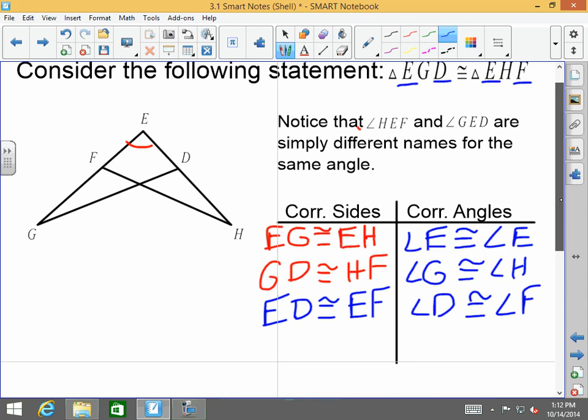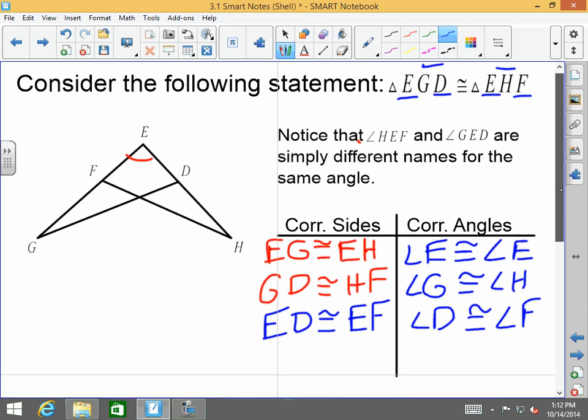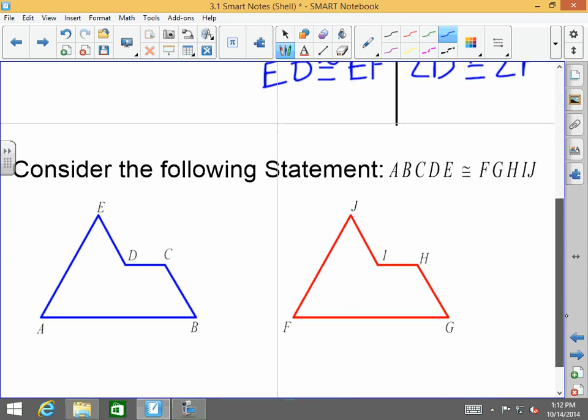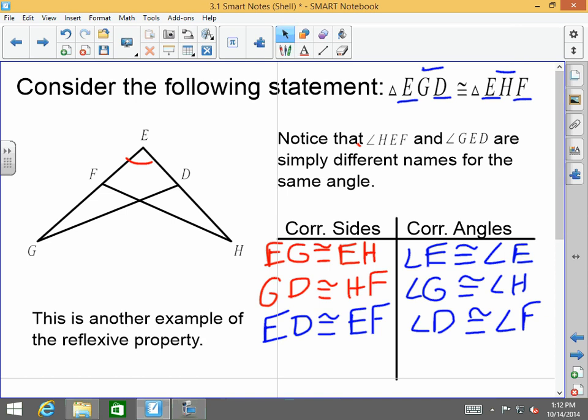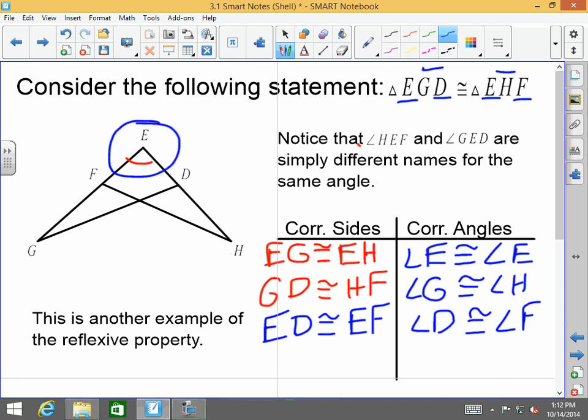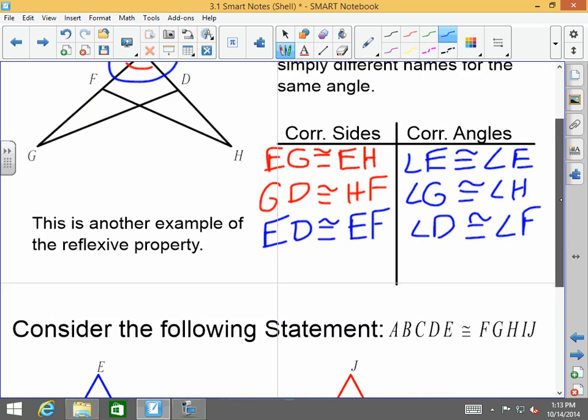So please really understand and learn these skills, guys, because it's going to be really important. And oh, by the way, sorry, this is another example of the reflexive property, which we already discussed. Why is it the reflexive property? Because of angle E. Angle E is shared by both EGD and EHF. So you see how powerful the reflexive property can be, right? Okay, I'll take that as a yes.